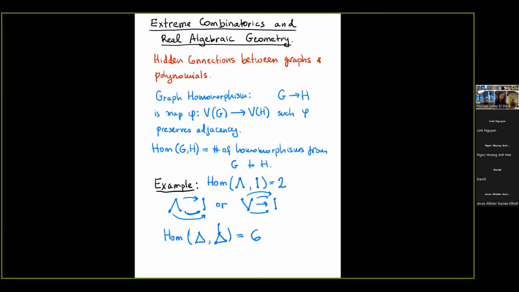And now, what about the number of homomorphisms from a triangle to this graph? Because adjacency must be preserved, the triangle on the left must be mapped to the top of this triangle here. But there are 6 different ways of doing that, because I can define a permutation. These 3 vertices must go to these 3 vertices, and I can do it in 3 factorial, which is 6 different ways.